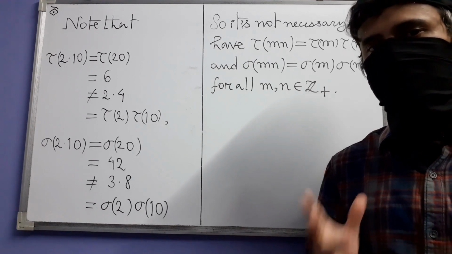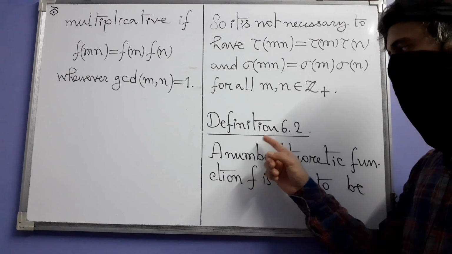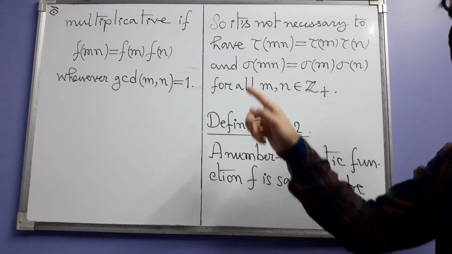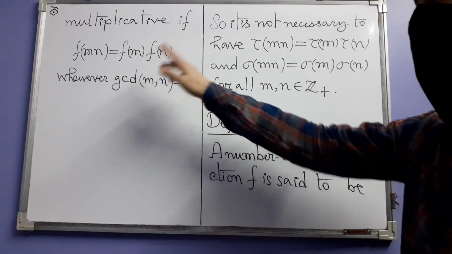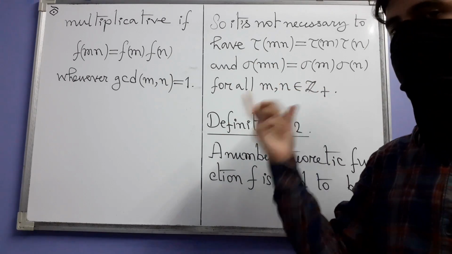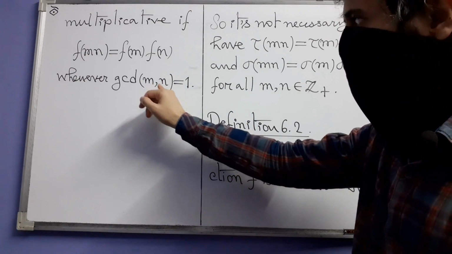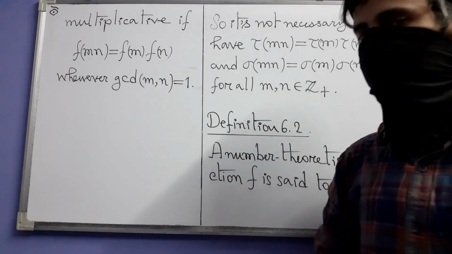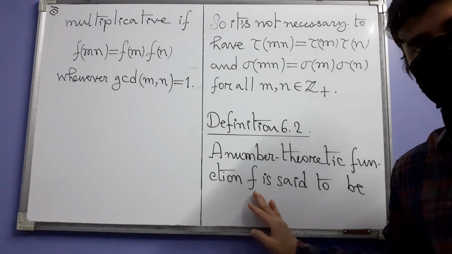In spite of this, we can salvage matters to some extent with this new definition. Definition 6.2. A number-theoretic function f is said to be multiplicative if this equation is true, which did not turn out to be true for the functions sigma and tau. I mean, at least that's what we initially thought. But there is a condition. Whenever the positive integers m and n are relatively prime, under that condition, if this happens, then we would say that our number-theoretic function f is multiplicative.